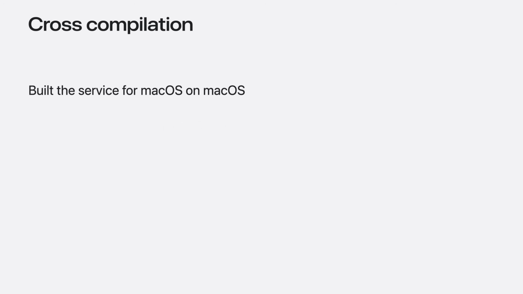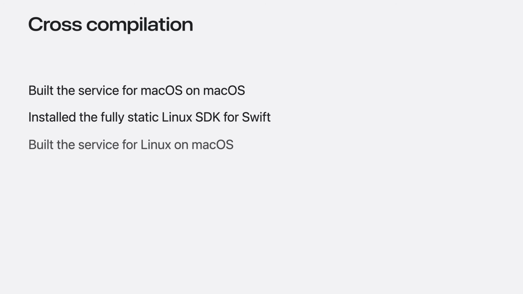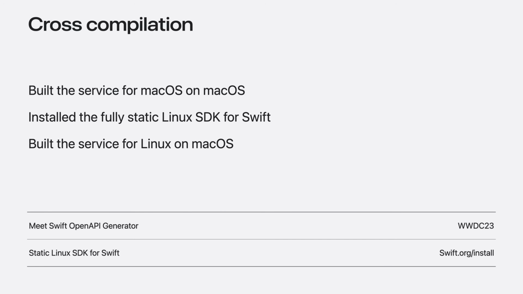We first created the service on macOS for a macOS host. Then we used the fully static Linux SDK for Swift to cross-compile from macOS to Linux hosts. This allowed us to generate a statically linked binary that can run on any Linux machine, without needing an additional runtime to be installed. You can download the SDK preview at swift.org/install.